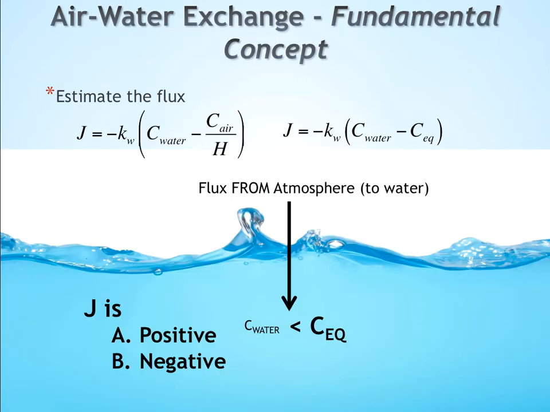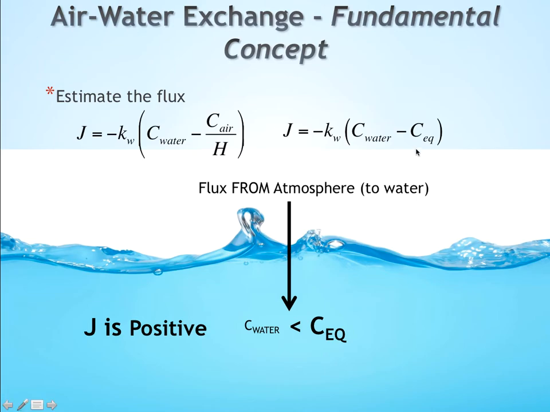Okay, so just to take this concept a little bit further, think about whether J should be positive or negative, depending on if you have the flux from the atmosphere to the water, or from the water to the atmosphere. You notice that Kw here is negative. So if you have the concentration of the chemical in water at equilibrium greater than the amount that you measured in the water, is J going to be positive or negative? You can think about that for a moment. J in that case is going to be positive because this number will be negative, and you're multiplying these two, so you end up with a positive number. And that means that you're going to have flux from the atmosphere into the water.